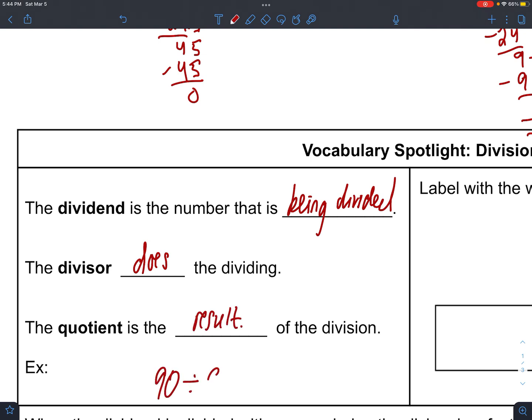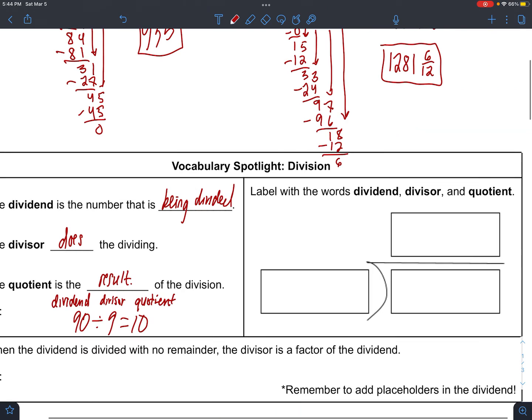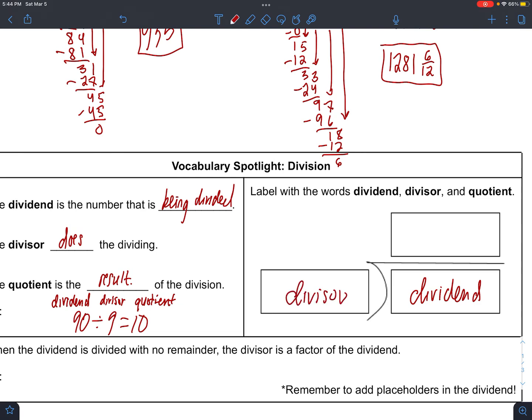Okay. So if I take 90 divided by 9, I get 10. 10 is the quotient, it's the answer. It's the result. 9 is the divisor, and 90 is the dividend. So when we long divide, the dividend goes underneath, what you're dividing by goes out front, and the answer to the question is what's on top.